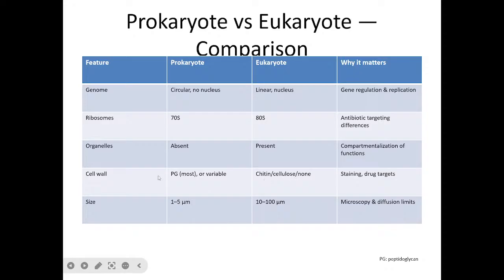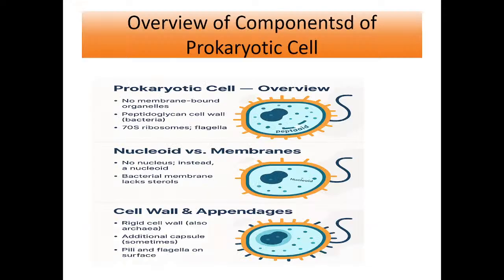Okay, then in terms of sizes, you discover that prokaryotic cells are smaller, between 1 to 5 micrometers, whereas eukaryotic cells are 10 to 100, and this is very relevant for microscopy and diffusion limits. Now I have made mention of this, so I want you to revisit it in order to be able to compare and contrast the components of the prokaryotic cell.